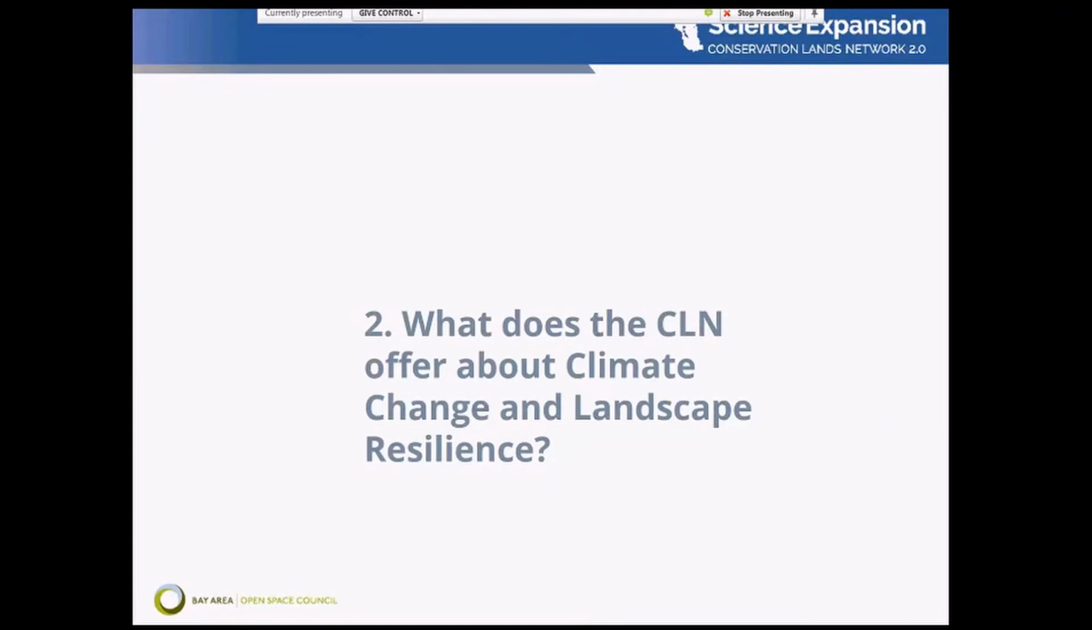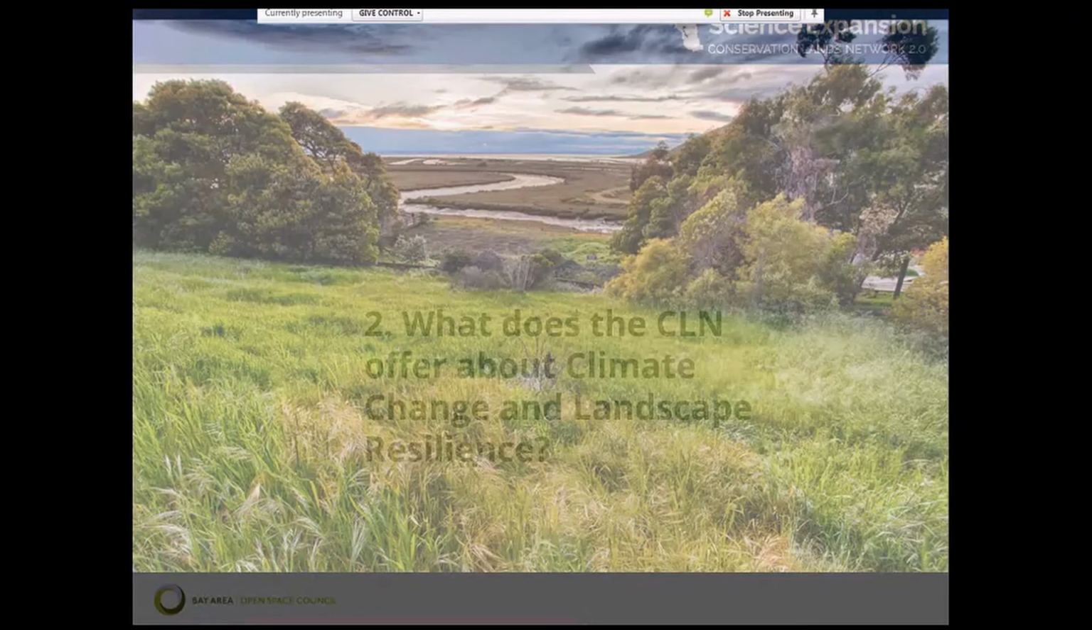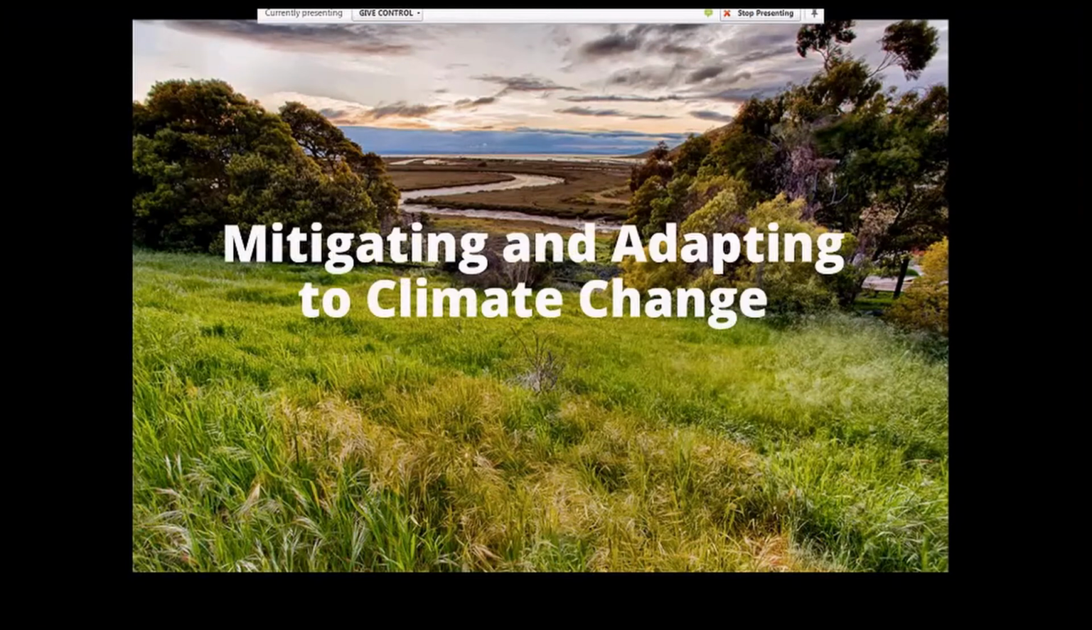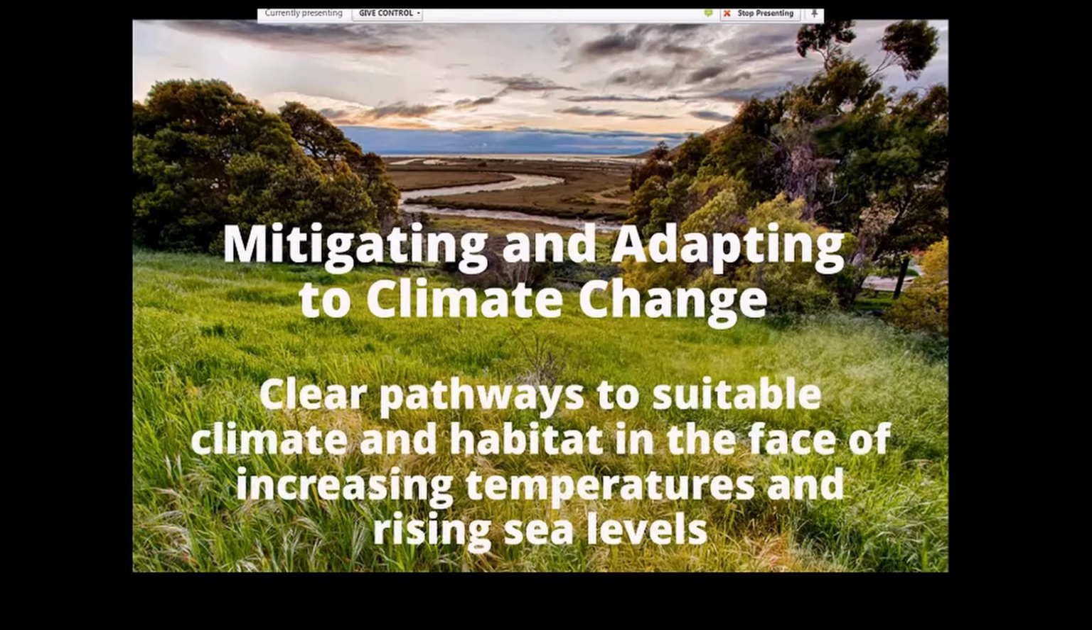Okay, so what do we offer about climate change and landscape resilience? Advance. Okay, so mitigating and adapting to climate change, maintaining clear pathways to suitable climate and habitat as the climate changes and the sea level rises. That's having large connected areas of protected open space as the key there. Next slide.